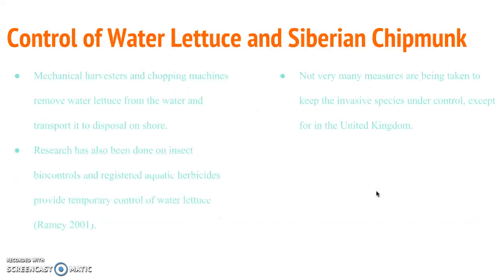Control of water lettuce and Siberian chipmunk. So, mechanical harvesters and chopping machines remove water lettuce from the water and transport it to disposal on shore. And research has also been done on insect biocontrols and registered aquatic herbicides to provide temporary control of water lettuce. And then for the Siberian chipmunk, not very many measures are being taken to keep the invasive species under control, except for in the United Kingdom.